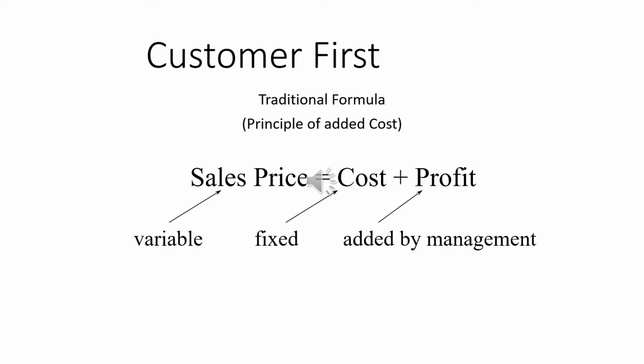Okay, here's the way it works, the traditional formula. It's called the principle of added cost. You know how much it costs you to make something. You know how much profit you want to make, 35% or whatever. So you do the cost plus the profit. And that's your sales price, right? Makes sense? This is the way it's traditionally done. It's the principle of added cost.